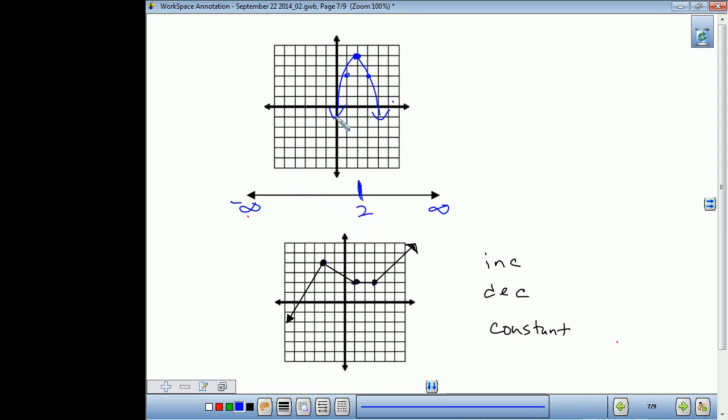So what is this function doing? If I put my finger right there, and I started traveling this function, what am I doing? Increasing. I'm increasing. And then I would be decreasing. So it is increasing from negative infinity to 2 and decreasing from 2 to infinity. You try this last one.